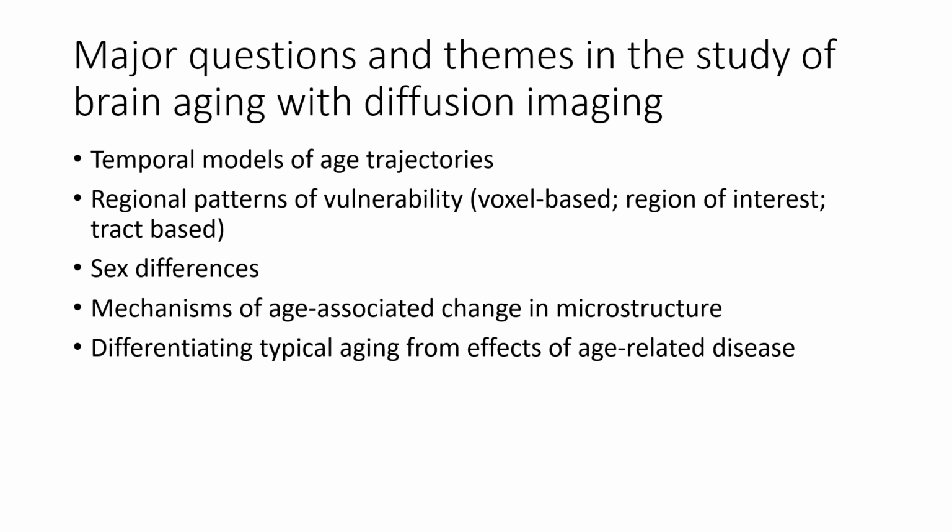Here are some of the major questions and themes in the study of aging using diffusion imaging that we'll touch on here. This includes examination of temporal models of age trajectories, for example, whether the effects of age show an acceleration as noted in prior pathology studies, determination of whether there are regional patterns of tissue vulnerability, including voxel-based, region of interest, and tract or tractography-based vulnerability, sex differences in diffusion properties, and sex by age interactions, studies exploring the health and lifestyle correlates and mechanisms of age-related change in microstructure, and differentiating typical aging from the effects of age-related disease.